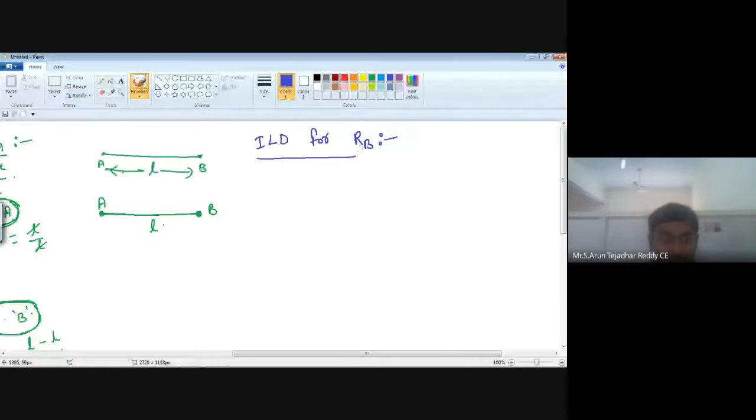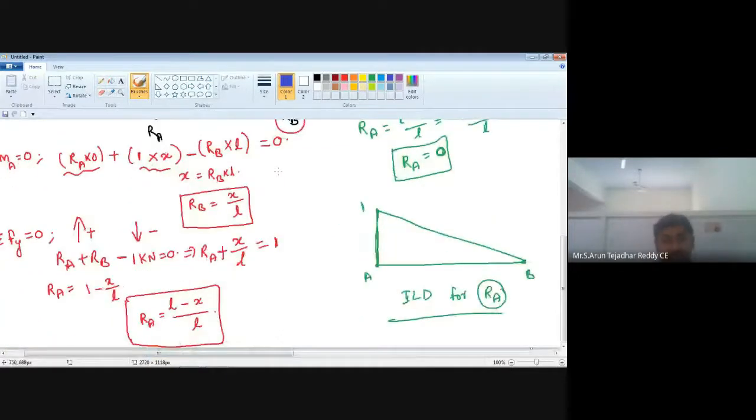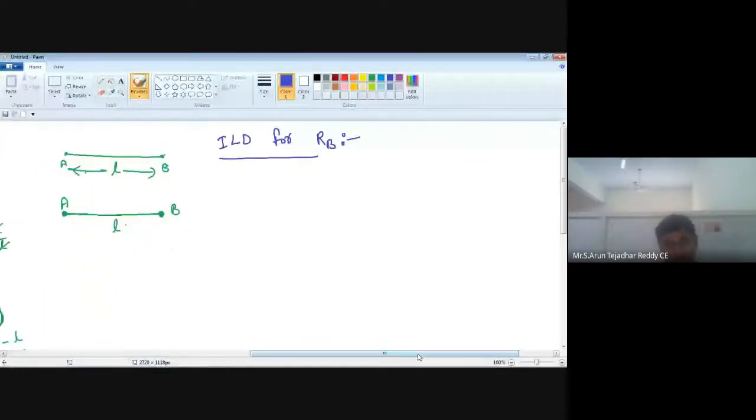See, don't get confused here. Again, you students are considering this formula (L minus X) by L. Don't consider it here, because we are taking ILD for RB. Already we have calculated the reaction at RB. What is the reaction at RB? X by L. So write down here clearly: RB is equal to X by L.